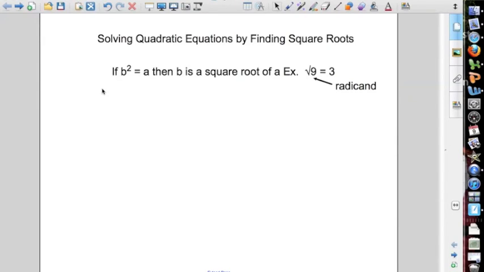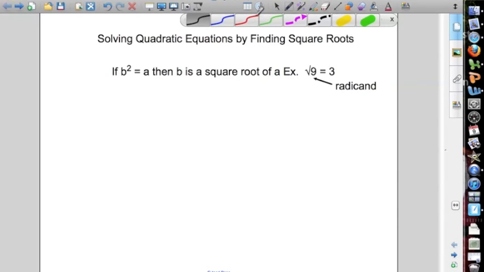Okay, today we're going to talk about solving quadratic equations by finding square roots. The first thing we want to do is recall what square roots are and what they do. If b squared equals a, then b is a square root of a. What we mean by that is the square root of 9 equals 3, because 3 squared is 9. Remember that the number underneath the radical sign is called the radicand.